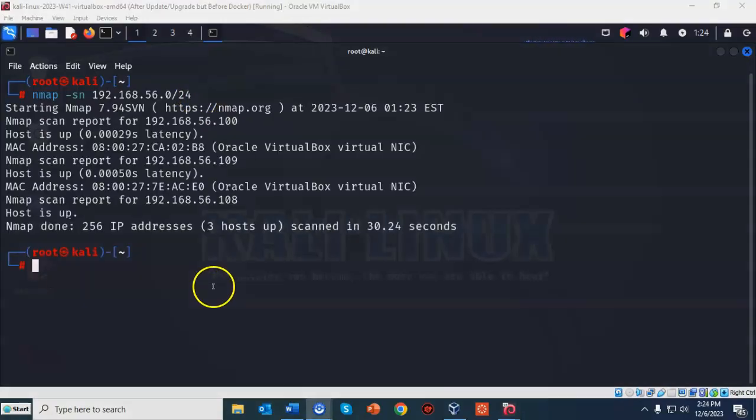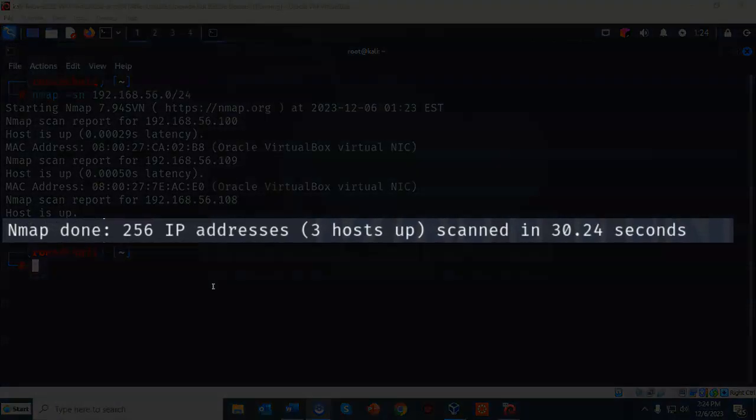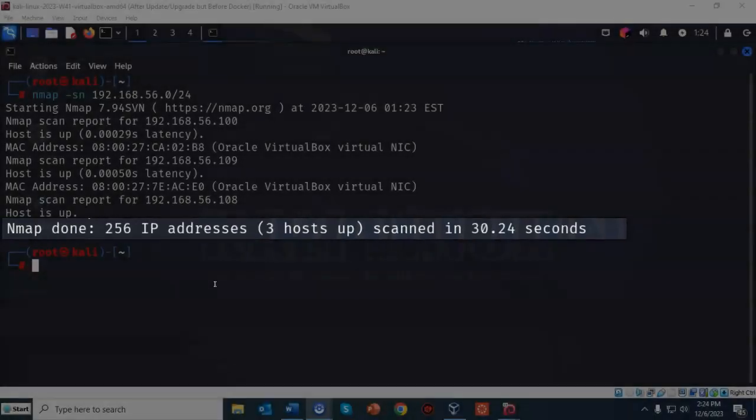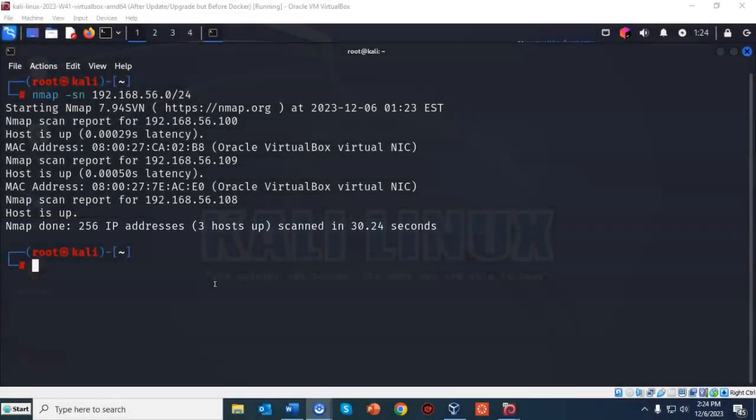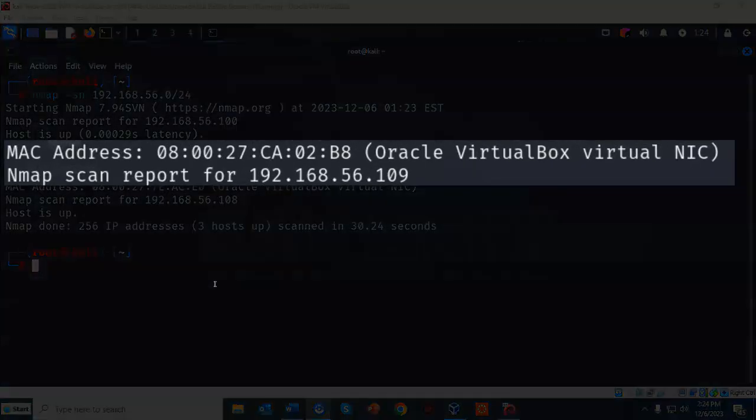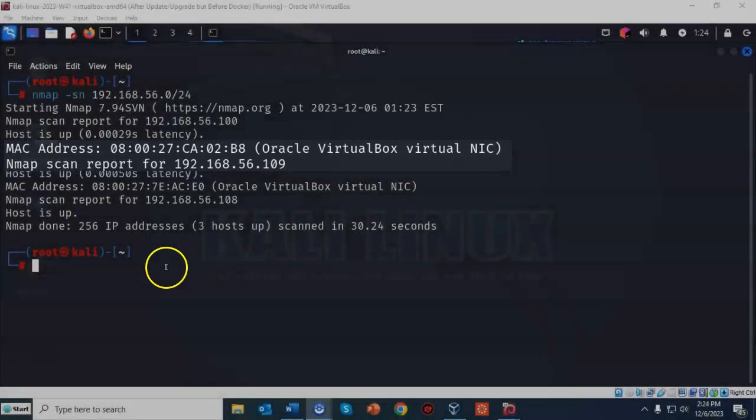Nmap quickly comes back with the results, and it says that it scanned 256 IP addresses and it discovered that 3 hosts were up. Now, the host that we're interested in is the 192.168.56.109 host, and that is our target machine.